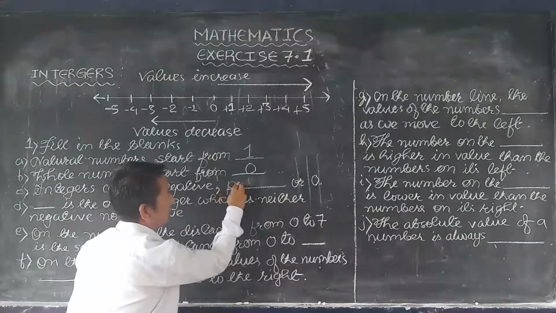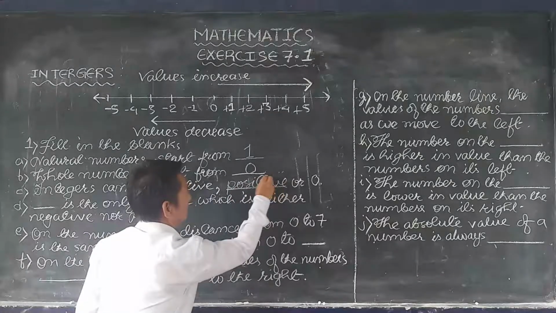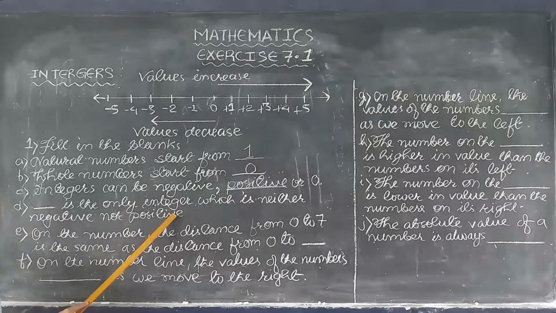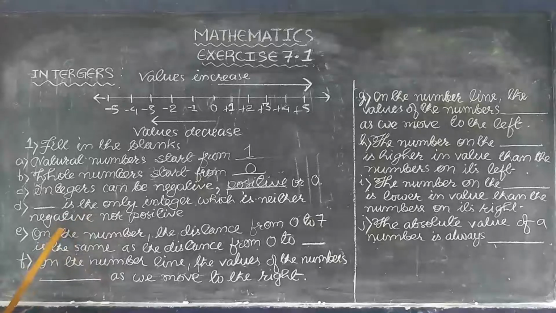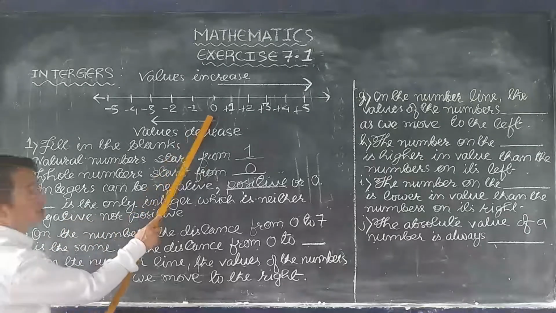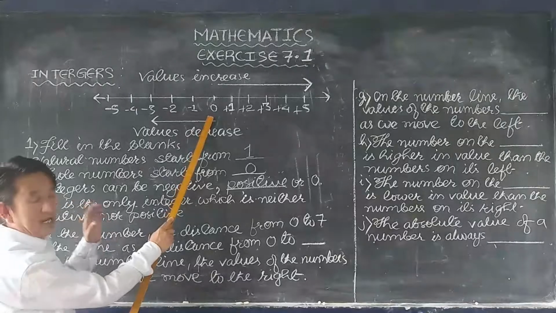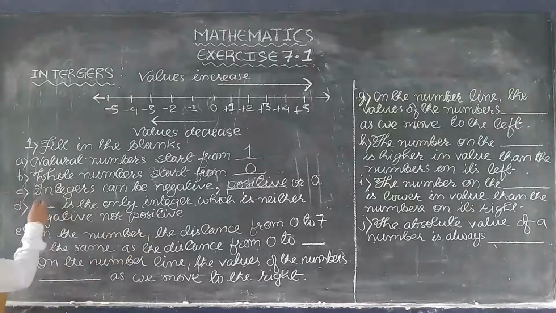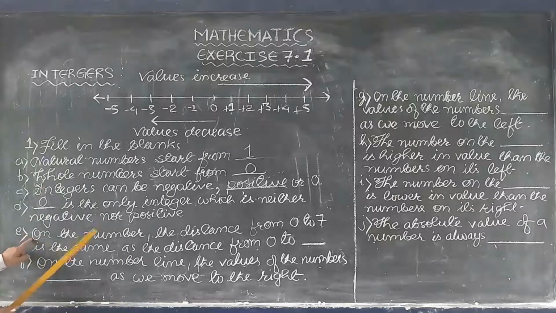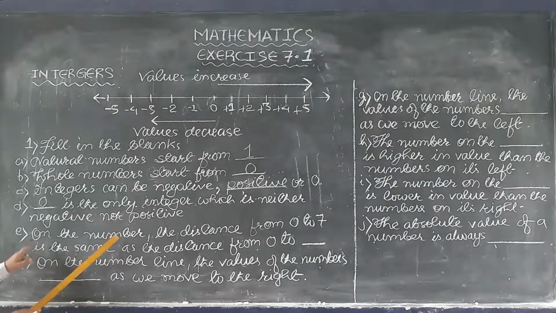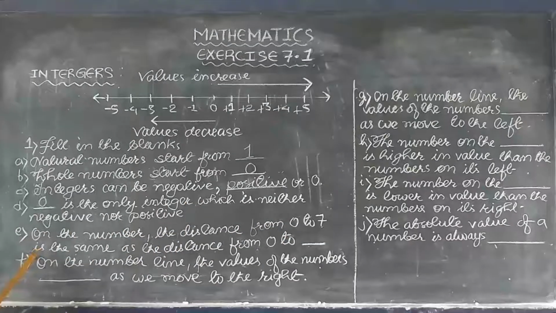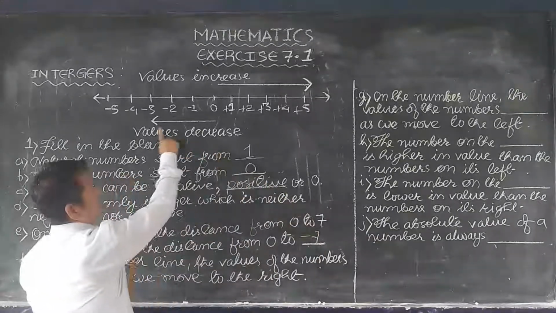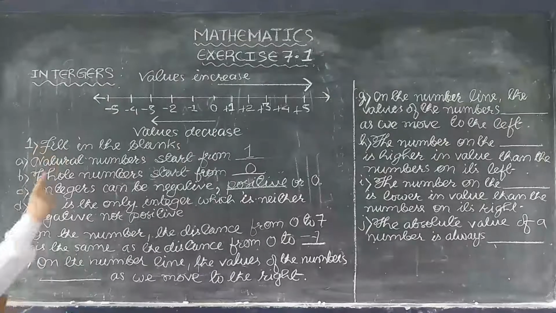So here, positive. D. Dash is the only integer which is neither negative nor positive. As you can see here, 0. 0 is the integer which is neither negative nor positive. So here, 0. E. On the number line, the distance from 0 to 7 is the same as the distance from 0 to minus 7. 0 to 7 and 0 to minus 7 is the same.